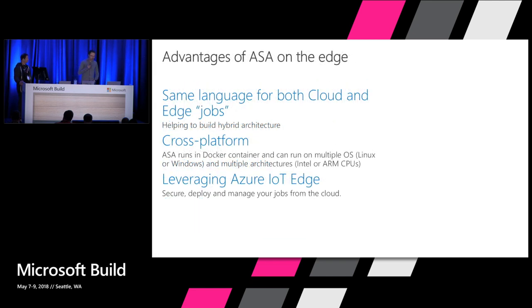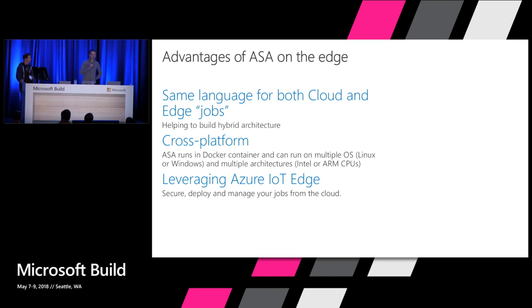And the big advantage is that you have the same language for both cloud and edge jobs. If you look at the market, there are already a lot of people doing edge analytics, but it's very rare that you can use the same language and decide, oh, I can run that in the cloud today, but maybe if I have more throughput, I will change it and run that on the edge later. It's the same language, the same workflow, and the integration is very easy. It's cross-platform. We run on a Docker container. It can run on Linux, on Windows. It can run on Intel or ARM CPUs. So basically, you can take Azure Stream Analytics wherever you want.